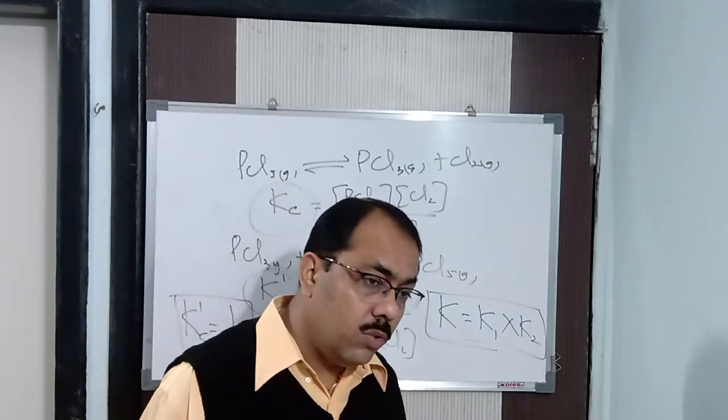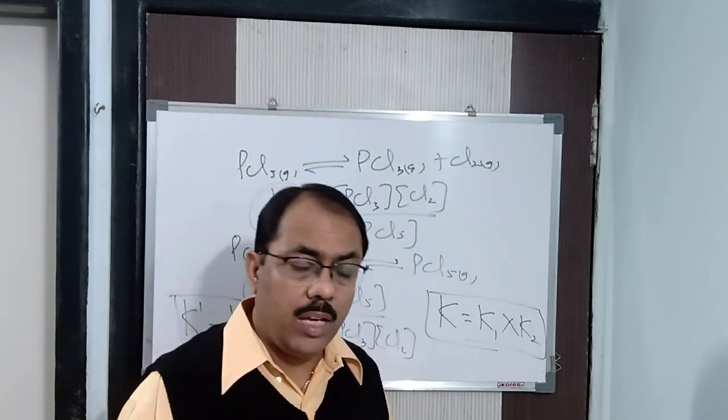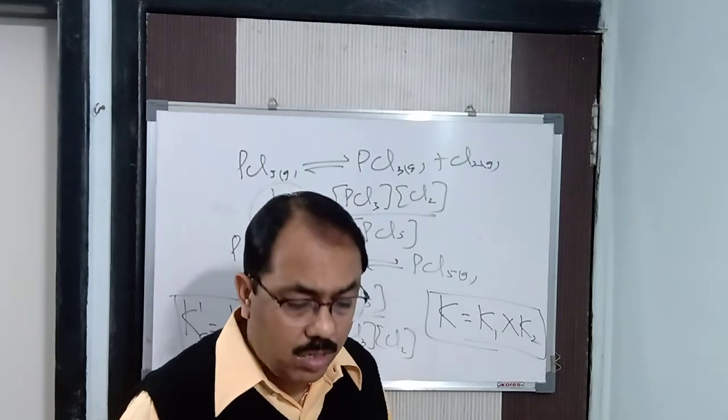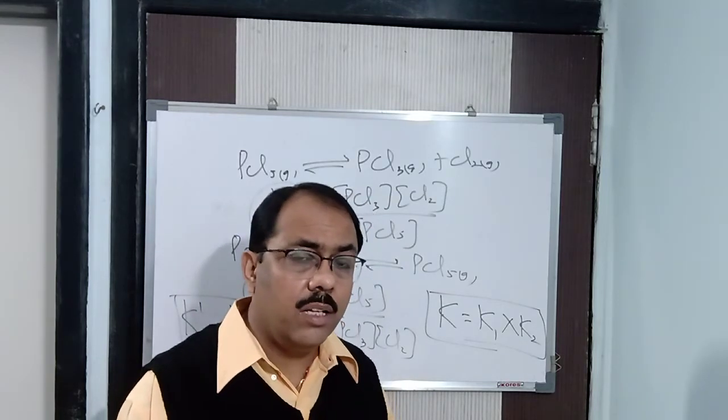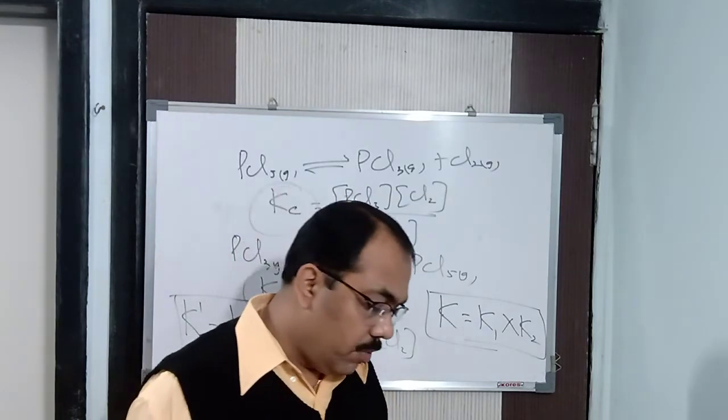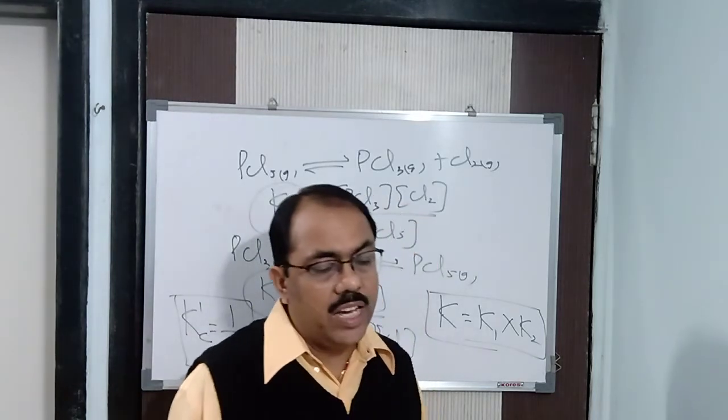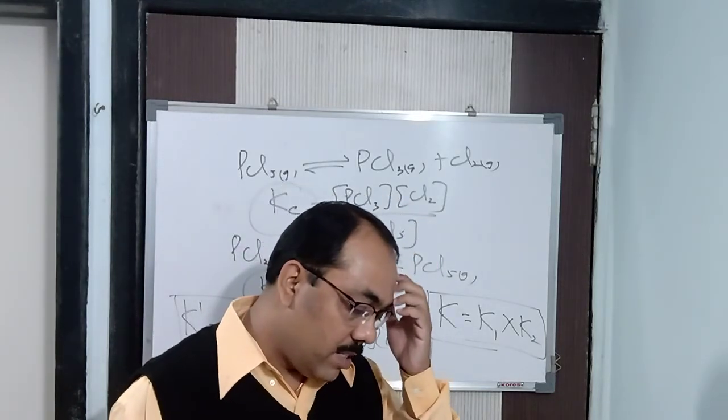Alright, if it is divided by 2, it will be the square root of the original one. If it is multiplied by 2, then it will be the square of the original one. If it is added, then it will be the product of the original two equilibrium constants. And if a reaction is reversed, then the equilibrium constant is inversed.